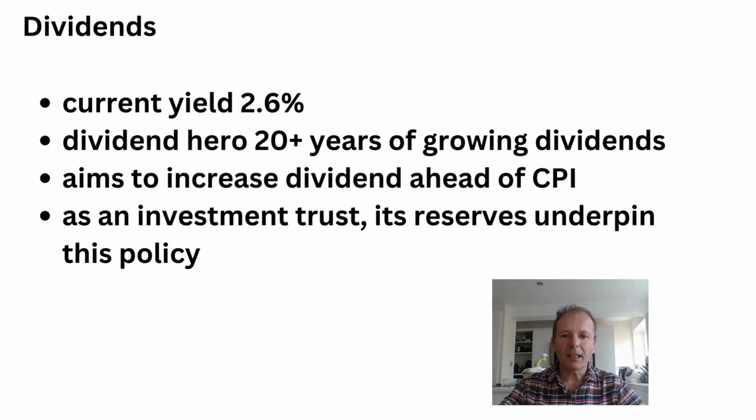Scottish American has a current dividend yield of 2.6%. It is a dividend hero, which means it has 20 plus years of growing dividends. It has recently been able to increase its dividend ahead of CPI, although that was when CPI was quite low, and it does have revenue reserves to underpin this dividend growth policy.